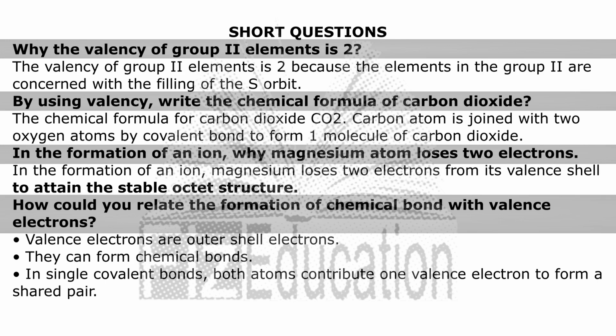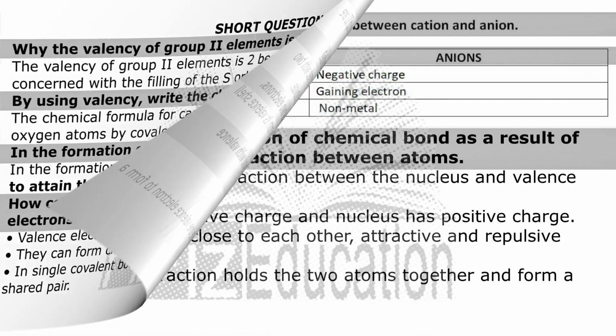How could you relate the formation of a chemical bond with valence electrons? Valence electrons are outer shell electrons. They can form chemical bonds. In single covalent bonds, both atoms contribute one valence electron to form a shared pair.